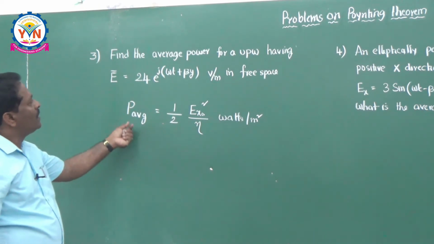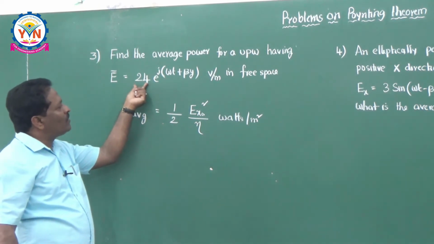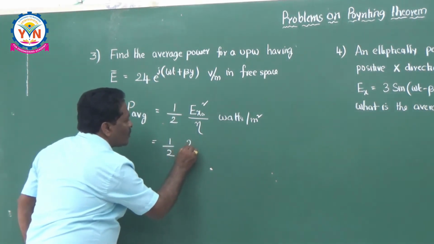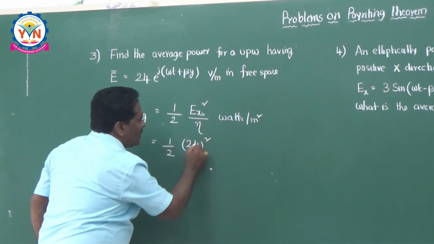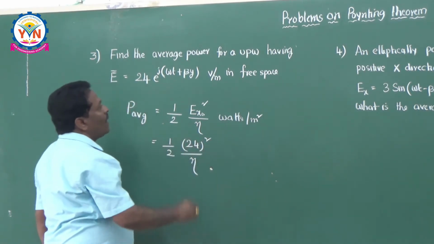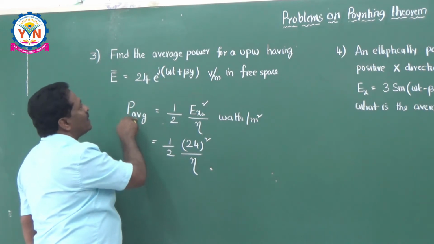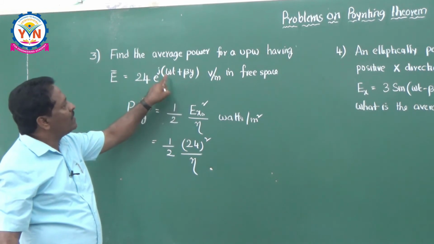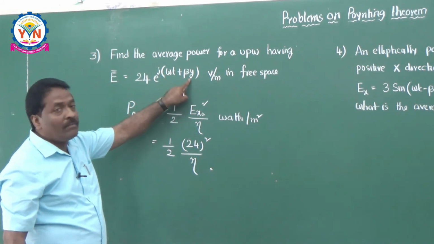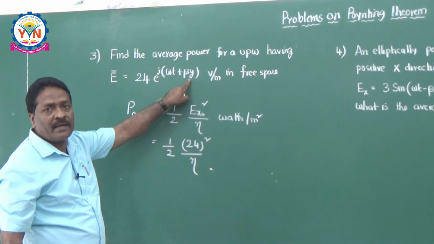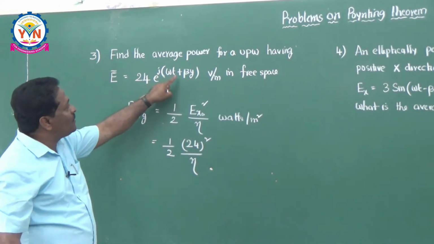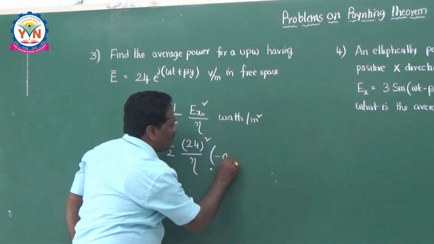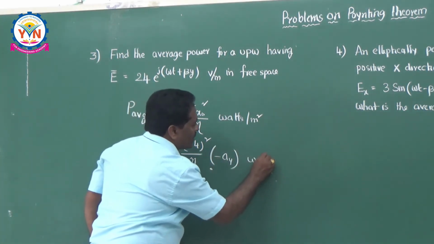And here the electric field amplitude is 24, so 24 whole square. So this is equal to half into 24 whole square divided by eta, and the direction of the power is nothing but the direction of the electromagnetic wave. So what is the direction of the electromagnetic wave? The direction of the electromagnetic wave is in minus y, that means negative y direction. That means the direction of propagation is nothing but the direction of the power. That's why it is minus ay watts per meter square.